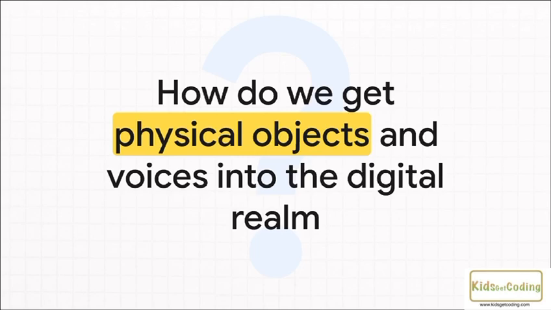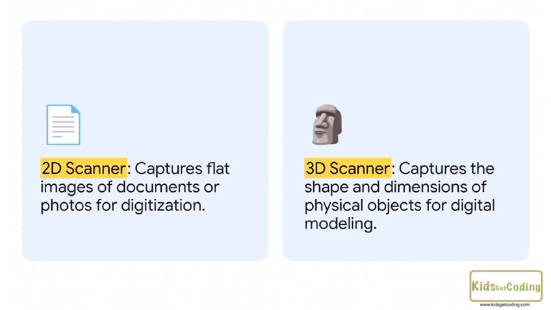Now, what's really interesting here is the jump in dimensionality. A 2D, or what we call a flatbed scanner, that's perfect for turning a paper document or a photo into a digital file. But a 3D scanner, whoa, that takes it a step further. It shines a light over an entire object to record its geometry, its dimensions, creating a complete digital model that's used in everything from medicine to manufacturing.